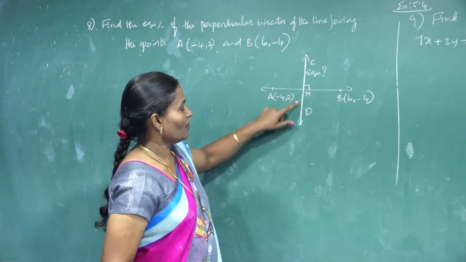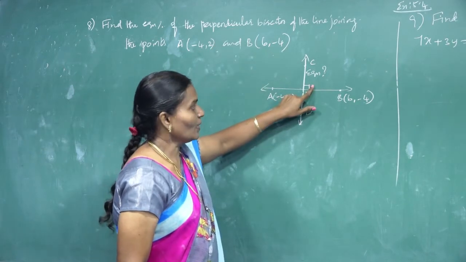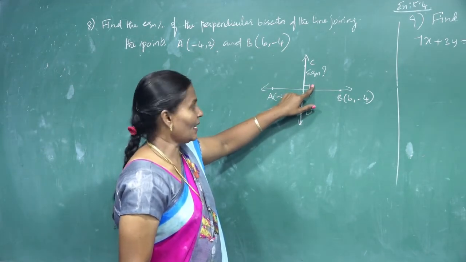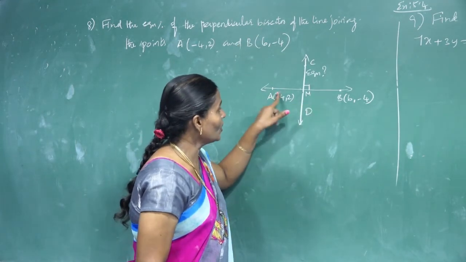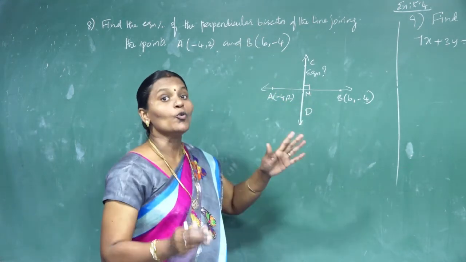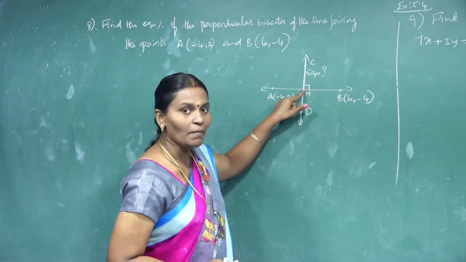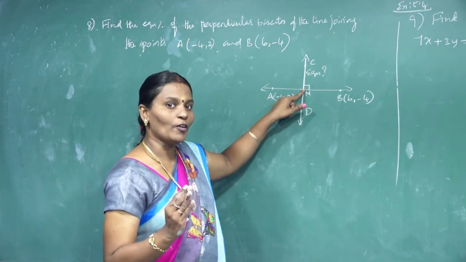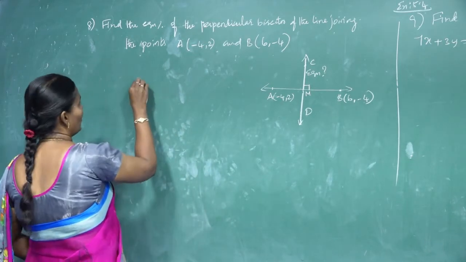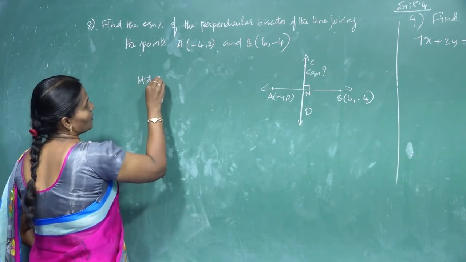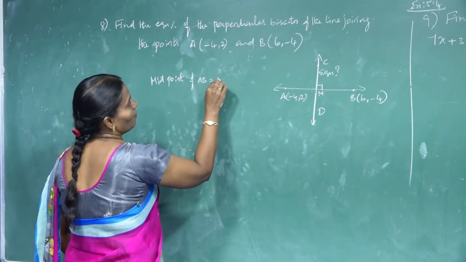See, here are the 2 clues. One is perpendicular, so it makes a right angle. Then one more, bisector. Bisector means the line segment is divided into two equal halves. So two equal halves means definitely the midpoint. You know how to find the midpoint, isn't it, children? Yes. So now find out the midpoint of AB, that is M.